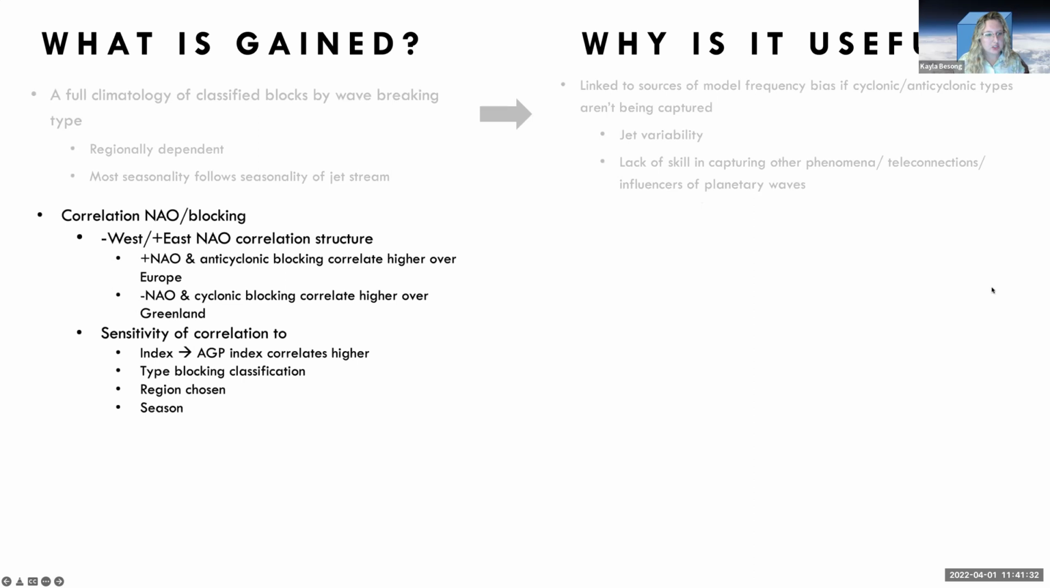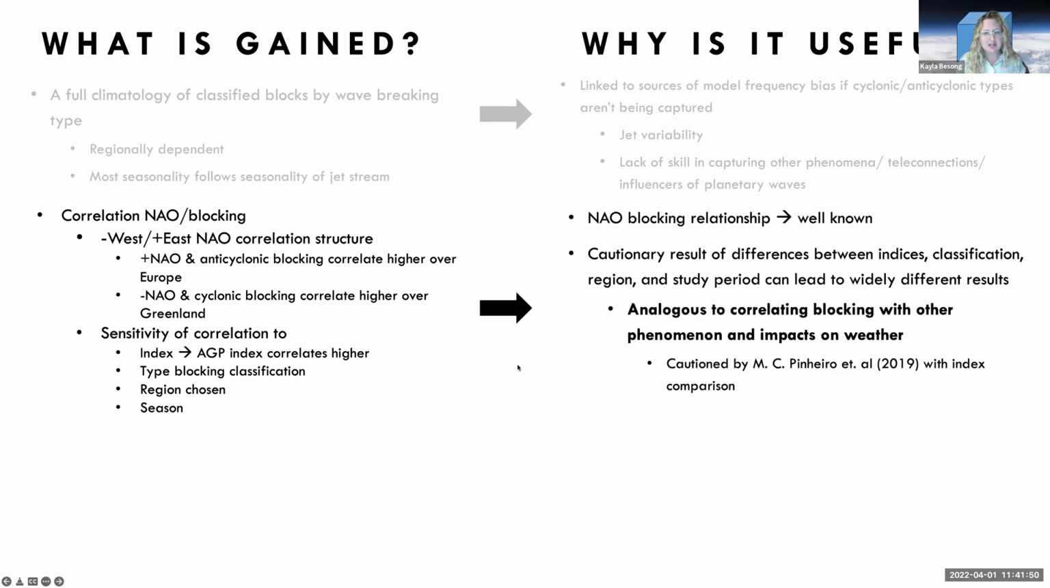Further, we saw the correlation of the NAO and blocking, which does emerge into this negative west, positive east correlation structure, with positive NAO and anticyclonic blocking higher over Europe, and negative NAO and cyclonic blocking higher over Greenland. But we did see the sensitivity of the correlation to all of these things, especially the index. So why is this useful? Because, like I showed before, the NAO blocking relationship is well known, sort of, right? And what this is really showing is a cautionary result: depending on the index you use, you could get wildly different results.